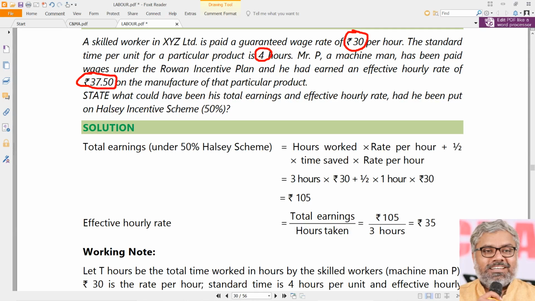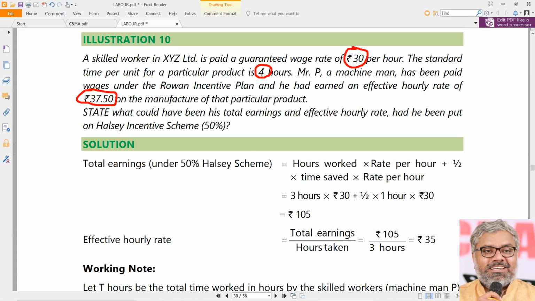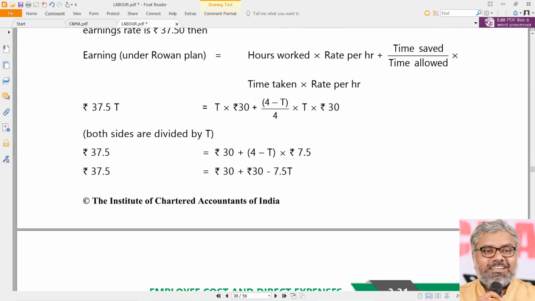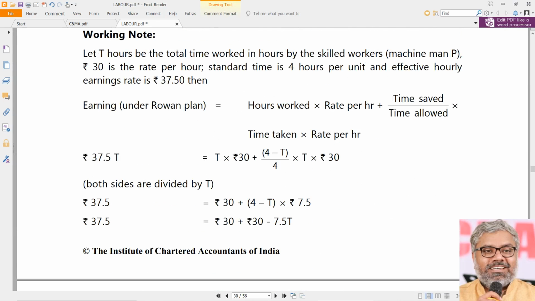That means whatever the number of hours actually taken multiplied with 37.5 should be equal to the basic wages plus bonus under Rowan plan for this worker Mr. P. That should be equated here. In other words, the hours actually worked, which we don't know, let us call T. That's what we are trying to find out.